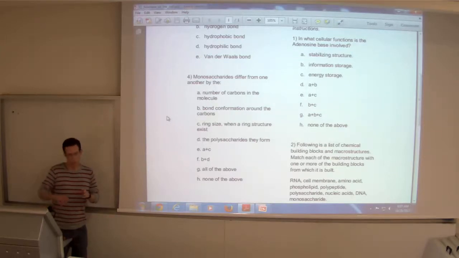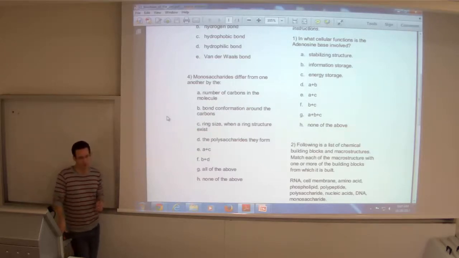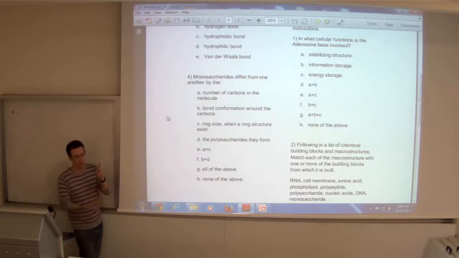Okay, the fourth question: monosaccharides differ from one another by what feature or features? So, in other words, when you look at different monosaccharides, what differences would you find between them? A is definitely correct. The number of carbons in the molecule, right? So we have different lengths for the chain. And I think B is also correct. Bond conformation around the carbons, definitely. So you can have a cis, a trans. And the ring size, because they still complete cycles. So the linear chain can bend and form a pentagon, a hexagon, and so on and so forth.